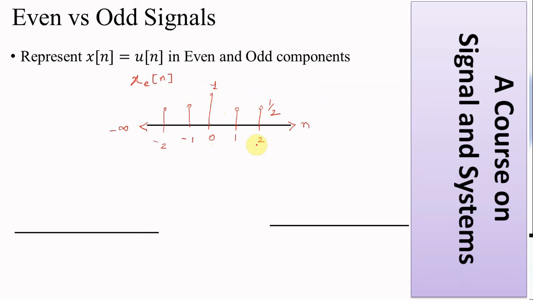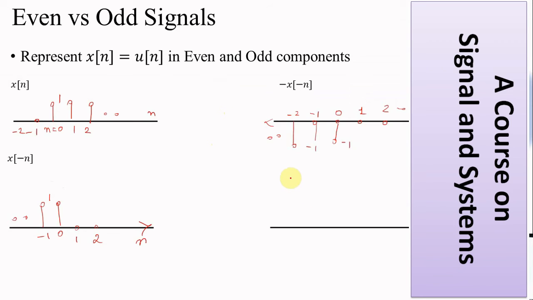In fact, we can formulate the odd part as well. So if I want to formulate the odd part, again going back to the slide, I need to add x[n] with minus x[-n]. So when I add these two, clearly at n is equal to 0, x[n] is 1, x[-n] is 1. So 1 minus 1 becomes 0, divided by 2 remains 0.